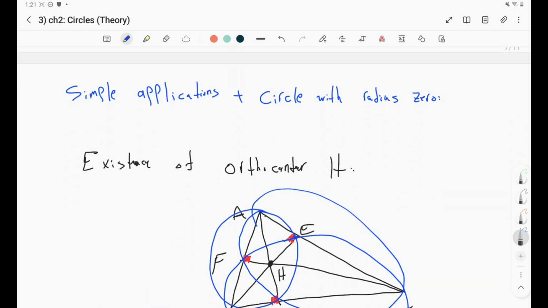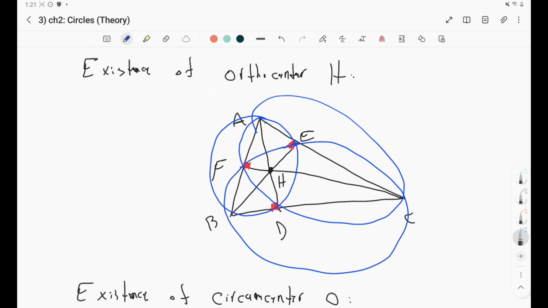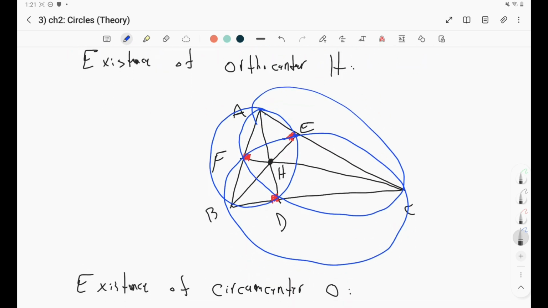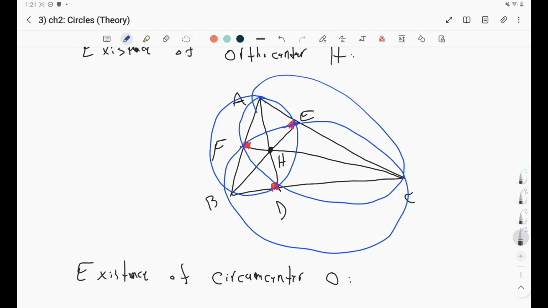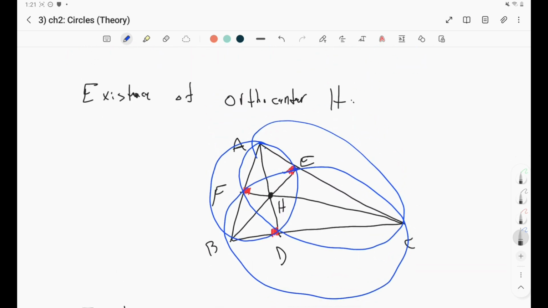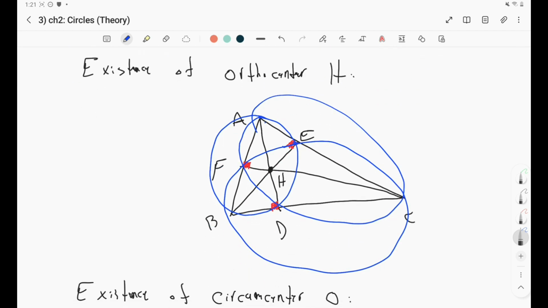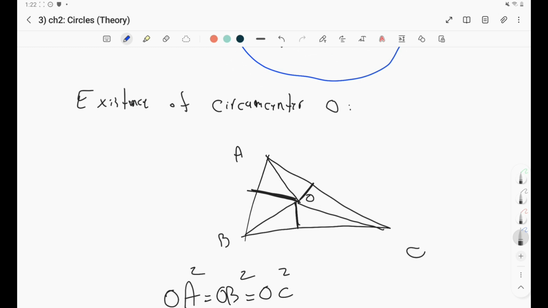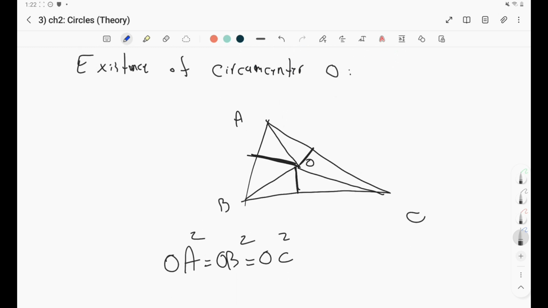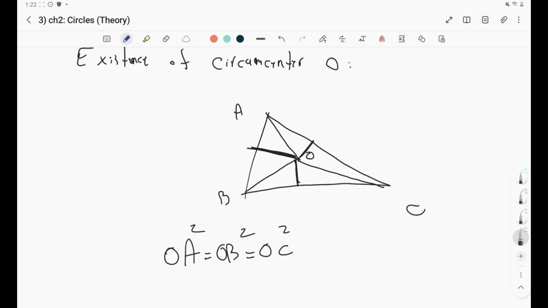Next, here we have the simple applications of proving the existence of the orthocenter H, and this actually gave us a clue of how to use the radical axes to show that three lines are concurrent, right? And we also saw how to use the circle with radius 0. This is pretty important, really important. Always keep it in mind.